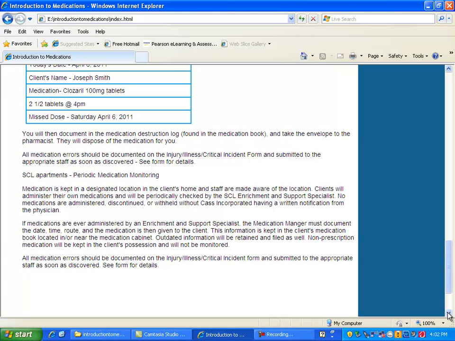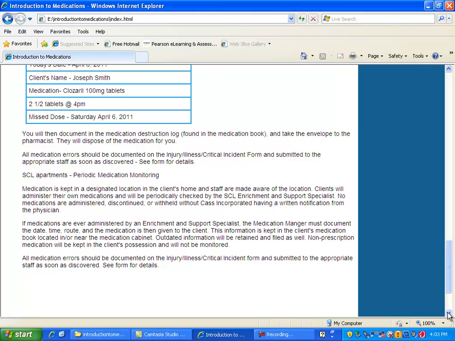SCL Apartments Periodic Medication Monitoring. Medication is to be kept in a designated location in the client's home, and staff are made aware of the location. Clients will administer their own medications and will be periodically checked by the SCL Enrichment and Support Specialist. No medications are to be administered, discontinued, or withheld without CAS Incorporated having a written notification from the physician.